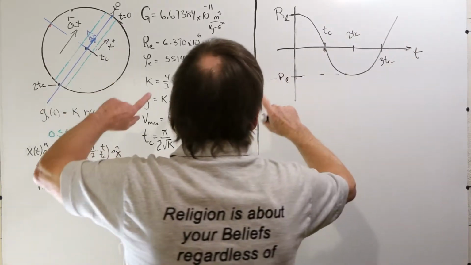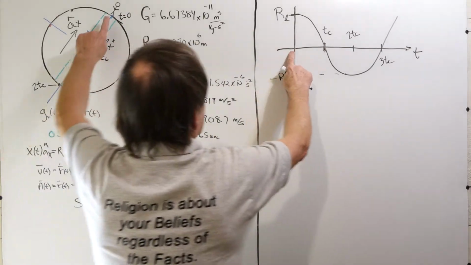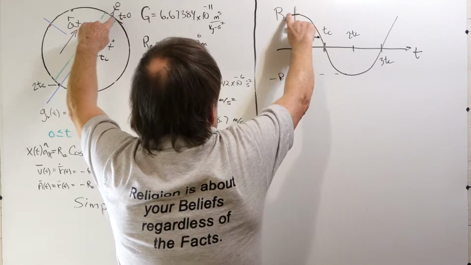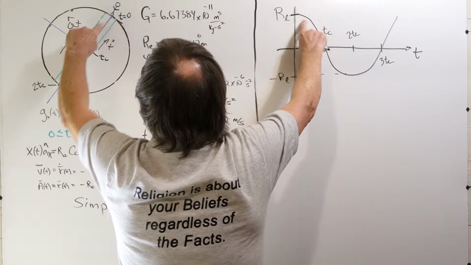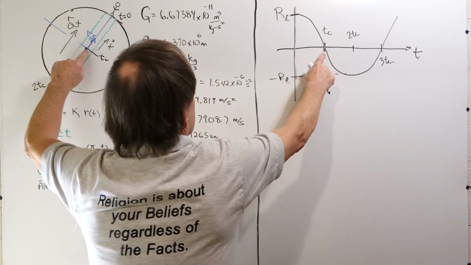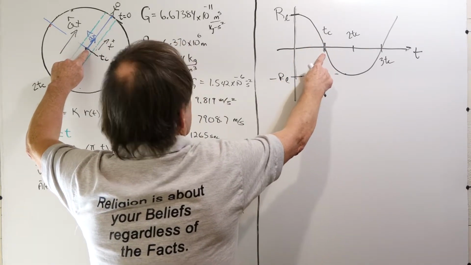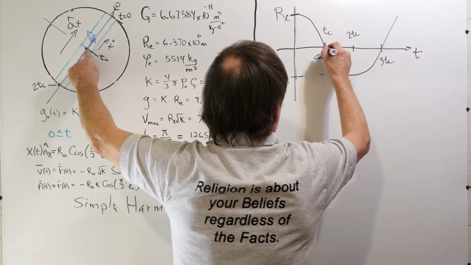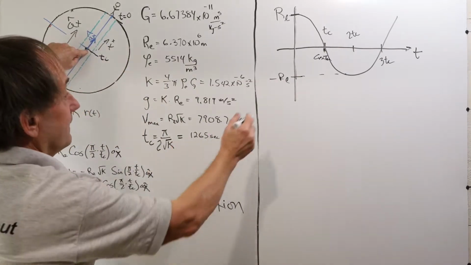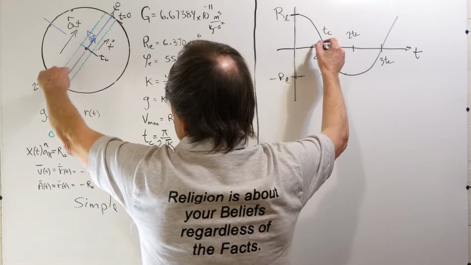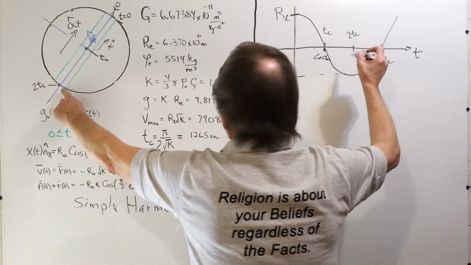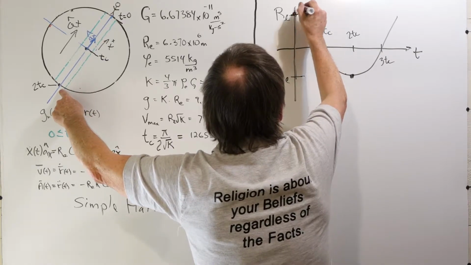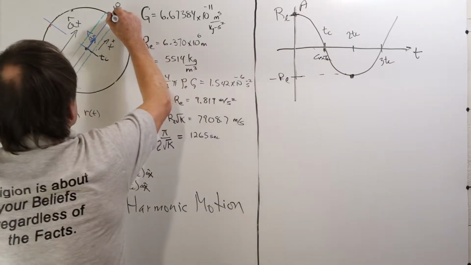So as time progresses from t equals 0, our position is decreasing in a sinusoidal manner towards the center of the Earth. At tc, at this point, we're at the center of the Earth. And then, as time continues to increase to another tc, we're at the surface again. So over here, we're at point A on the surface, which is here.